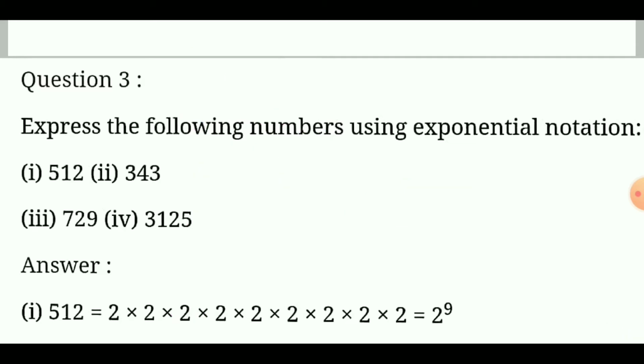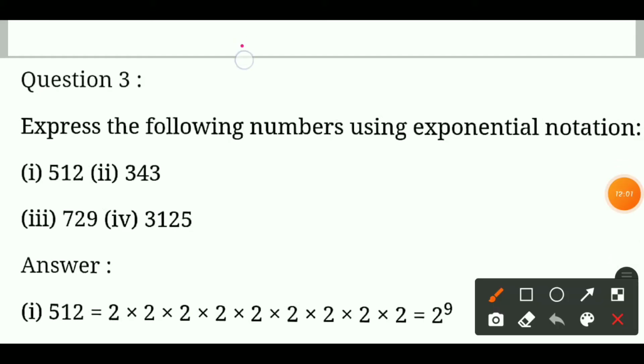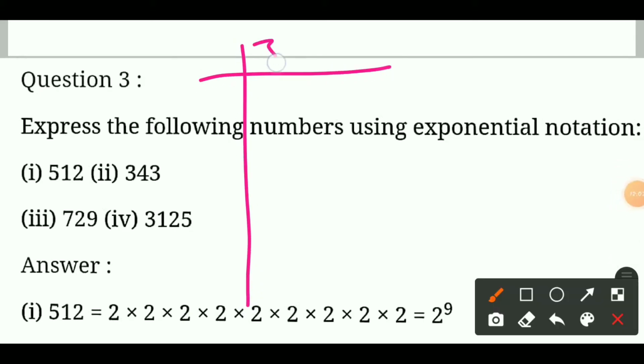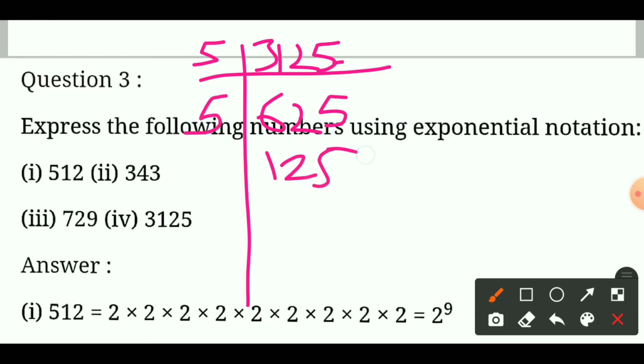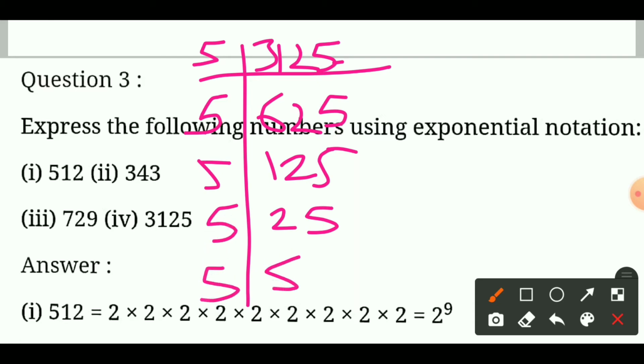Now the last part of this question, 3125. Here we can see that the last digit is 5, so you directly divide it with 5. 5 6s are 30, 5 2s are 10, and 5 5s are 25. Then 5 1s are 5, 625, 125. 5 2s are 10, and 5 5s are 25, 5 5s are 25, and 5 1s are 5. Okay, how many 5s are there? 1, 2, 3, 4, 5. So the answer is 5 raised to power 5.